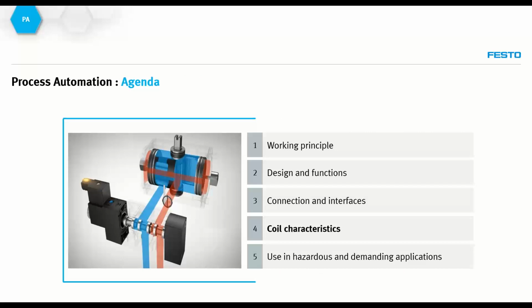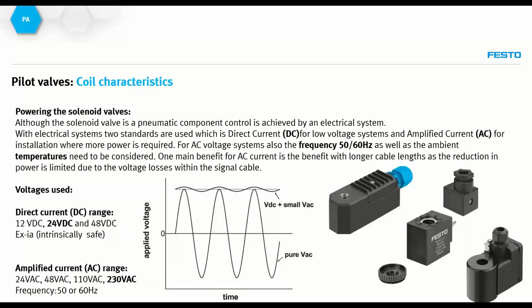Coil characteristics. This is one of the topics: to make the connection possible and to make the switching feasible within the solenoid valve, we need to use an electric coil. So the electric coil is powering the solenoid valve. Within the industry, we are mainly using two types of currents. So direct current as well as alternating current for installations where more power is required. When AC currents are being used, we are looking at a frequency between 50 and 60 Hertz.